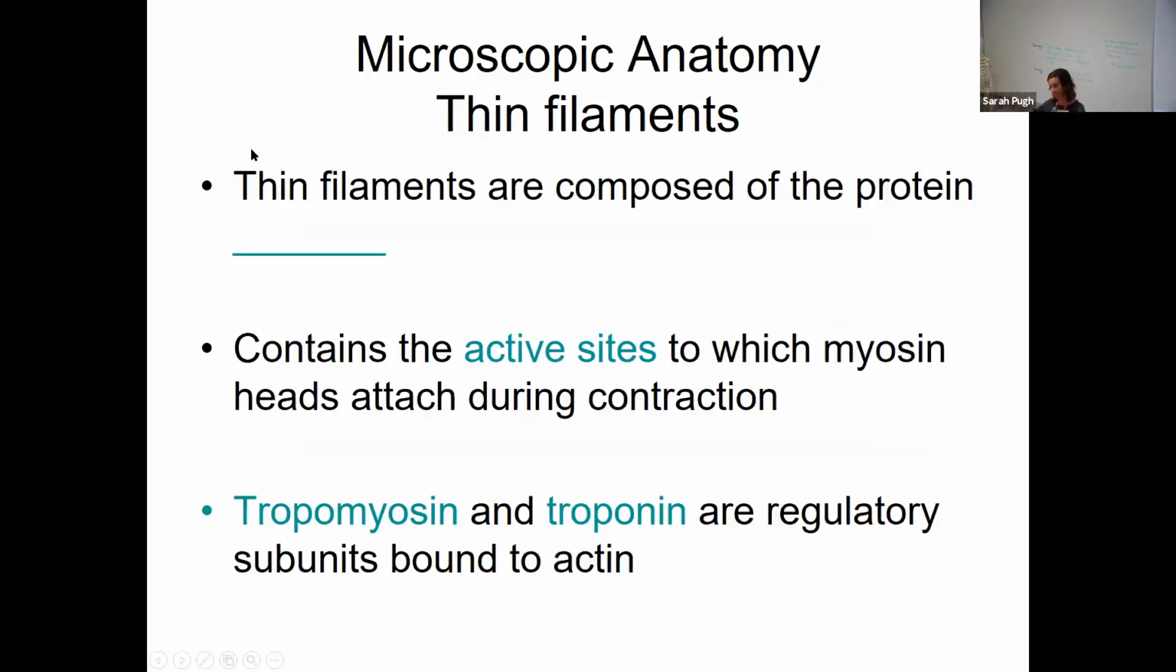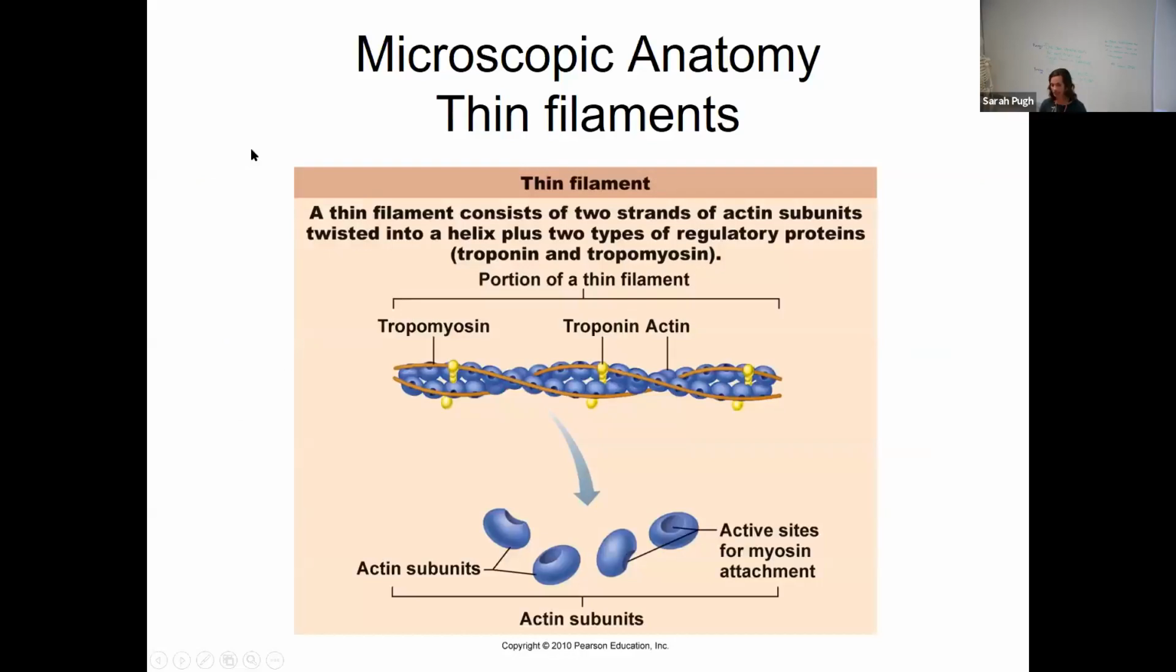Now let's look at actin. Let's look at our thin filaments, right? So thin filaments are the blue ones made of actin. And to me, actin looks very different from myosin. Actin looks to me like little beads.